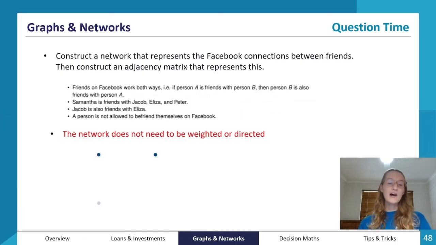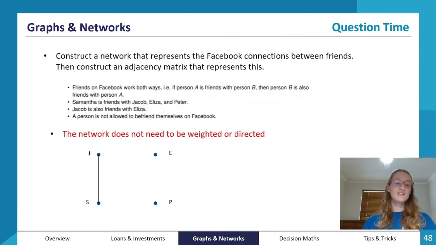So how I'm going to draw this graph is I'm going to draw a vertex to represent each friend. One for Jacob, one for Eliza, one for Samantha, and one for Peter. And then I'm going to draw in edges to represent the connections between each friend. So I'm going to start with our first bit of information. So I can see that Samantha is friends with Jacob.